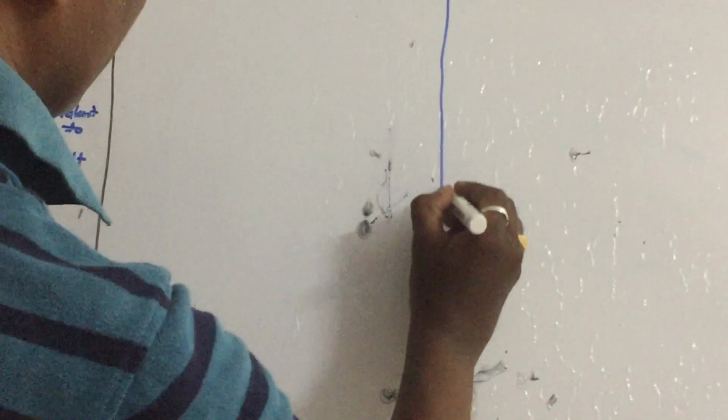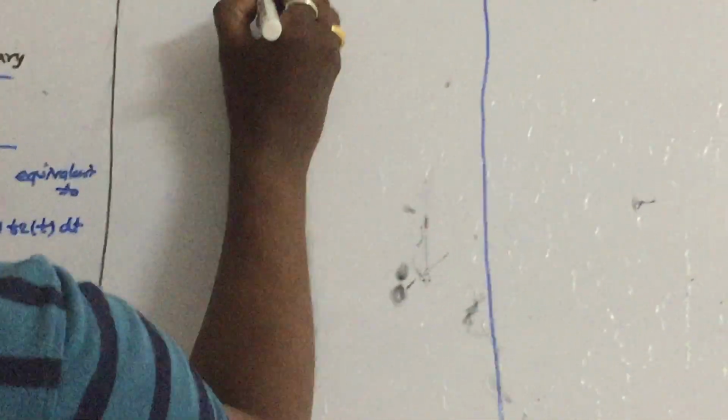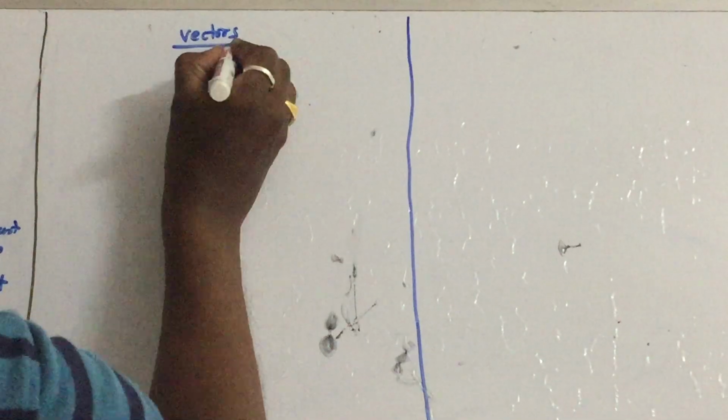Now let us take the fourth point in the analogy between vectors and signals.